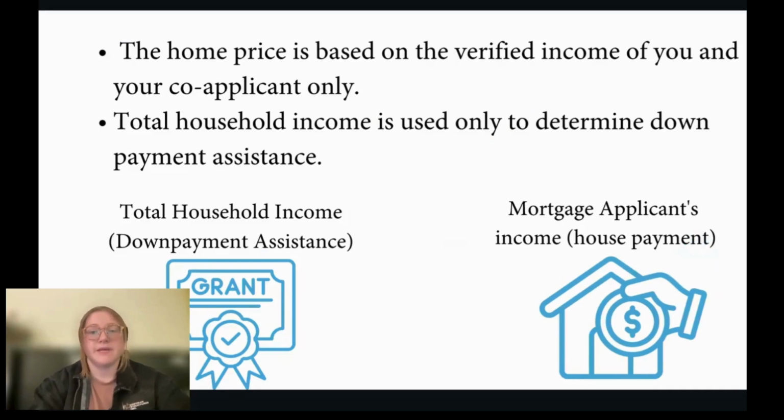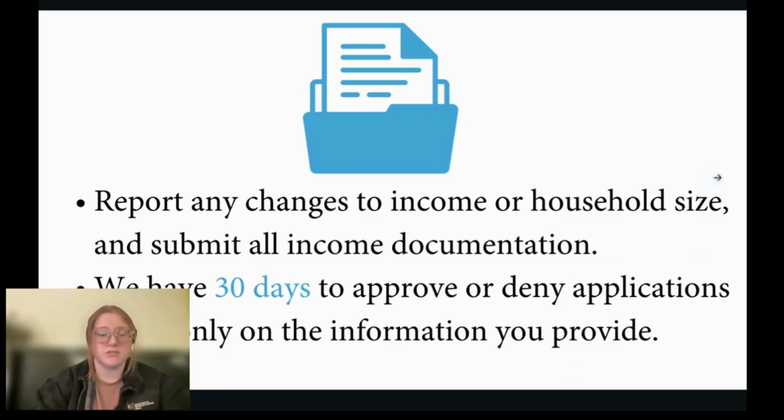So the home price is based on the verified income of you and your co-applicant only. Total household income is used only to determine down payment assistance. So to go into that a little bit further, we'll touch base on that a little bit more as well and kind of explain the specifics of that last slide. We do politely ask, though, that you report any changes to income or household size and submit all income documentation to us when you submit your application. We only have 30 days to approve or deny applications, and we can only use the information that you provide. So the more information that you give us from the start, the easier it is to process and the faster this will go for you.